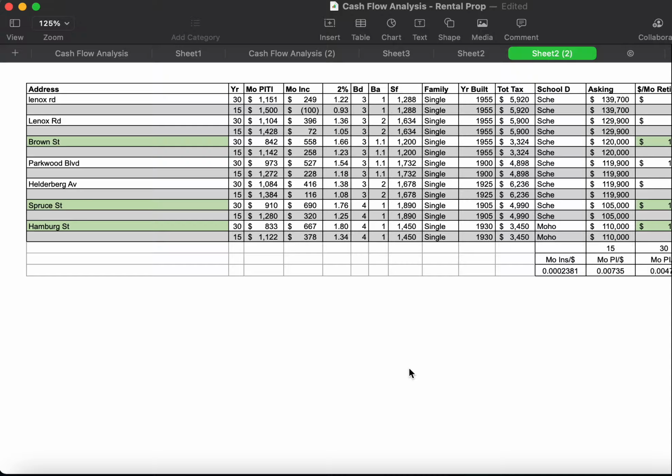To share my cash flow analysis for rental property spreadsheet with you. This is how I analyze all of the properties that I see on the MLS.